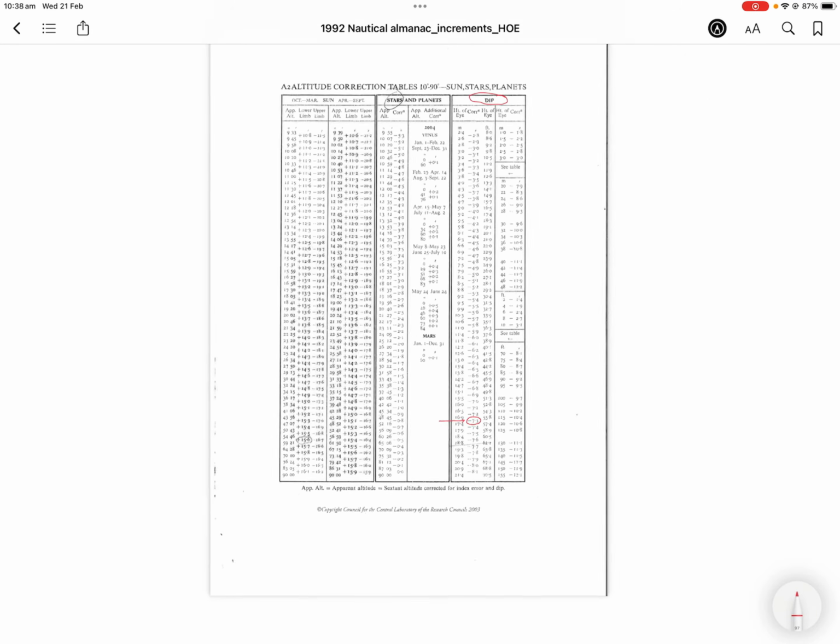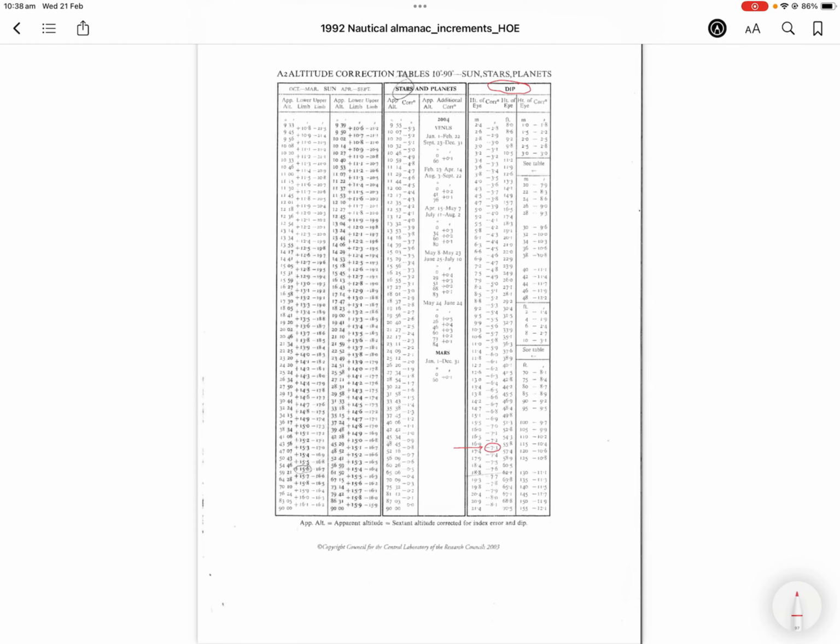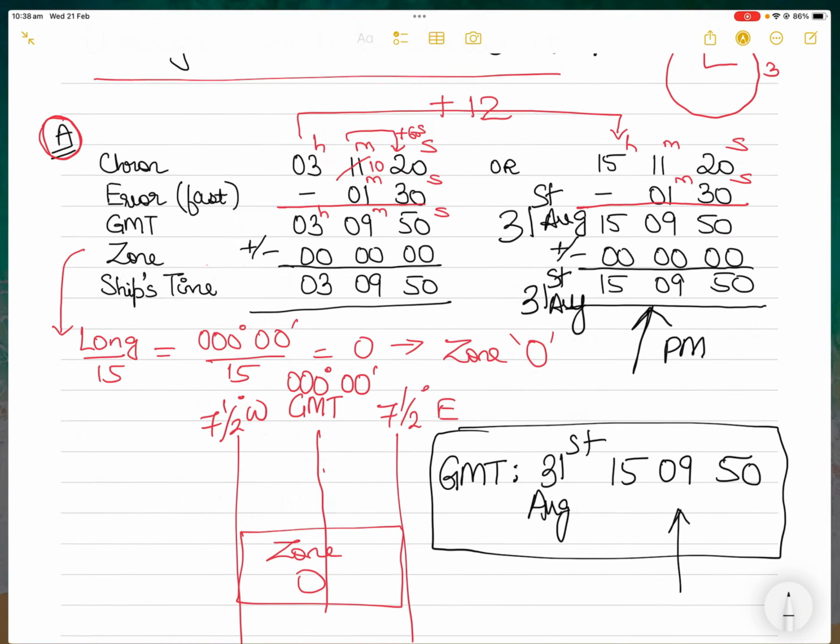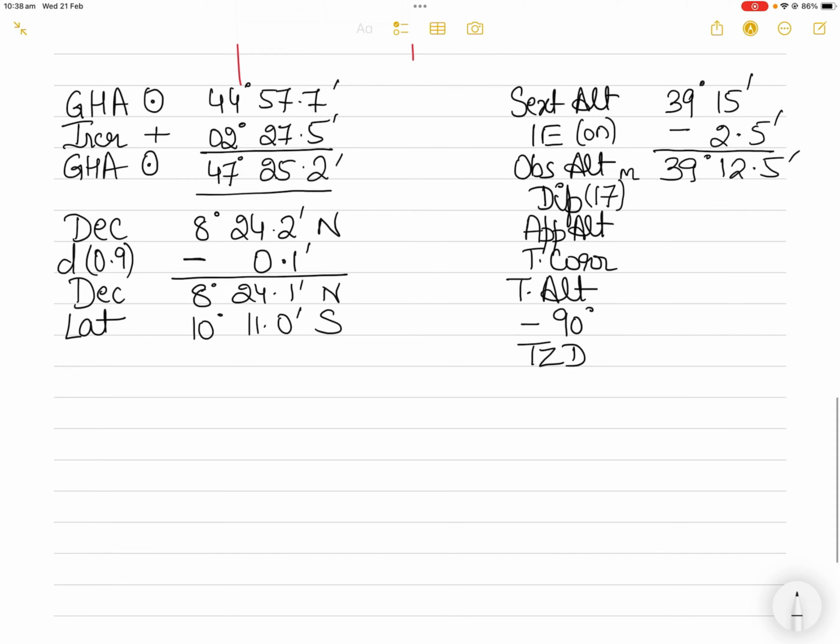All right, so here you will take this value. We'll have to come back to this page to apply the total correction as well. So let's do that soon. So you will apply negative 7.3. Remember, we are writing everything under the minutes column. So you will get 39 degrees 5.2 minutes.